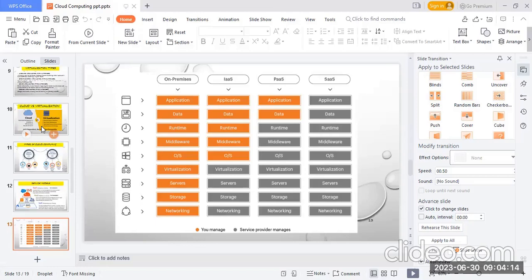Suppose we are using platform as a service, then application and data we need to manage. All the remaining things, runtime, middleware, operating system, virtualization, servers, storage, networking, the cloud provider will manage.